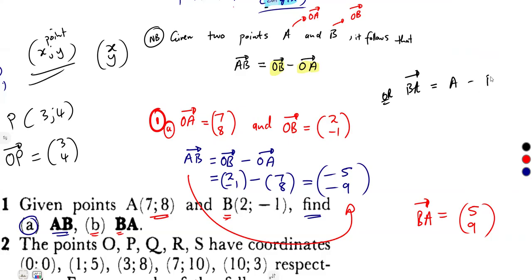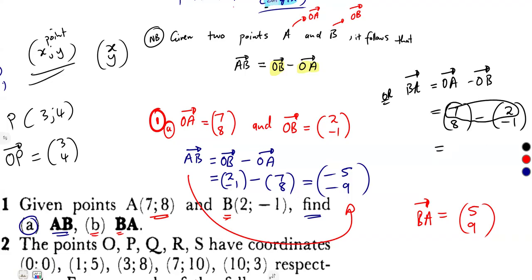So that's A minus B, which is OA minus OB. So let's say if we are going to obtain the same answer, we have the vector OA, which is what? 7, 8 from the point, minus OB, which is 2, minus 1. So let us subtract here.